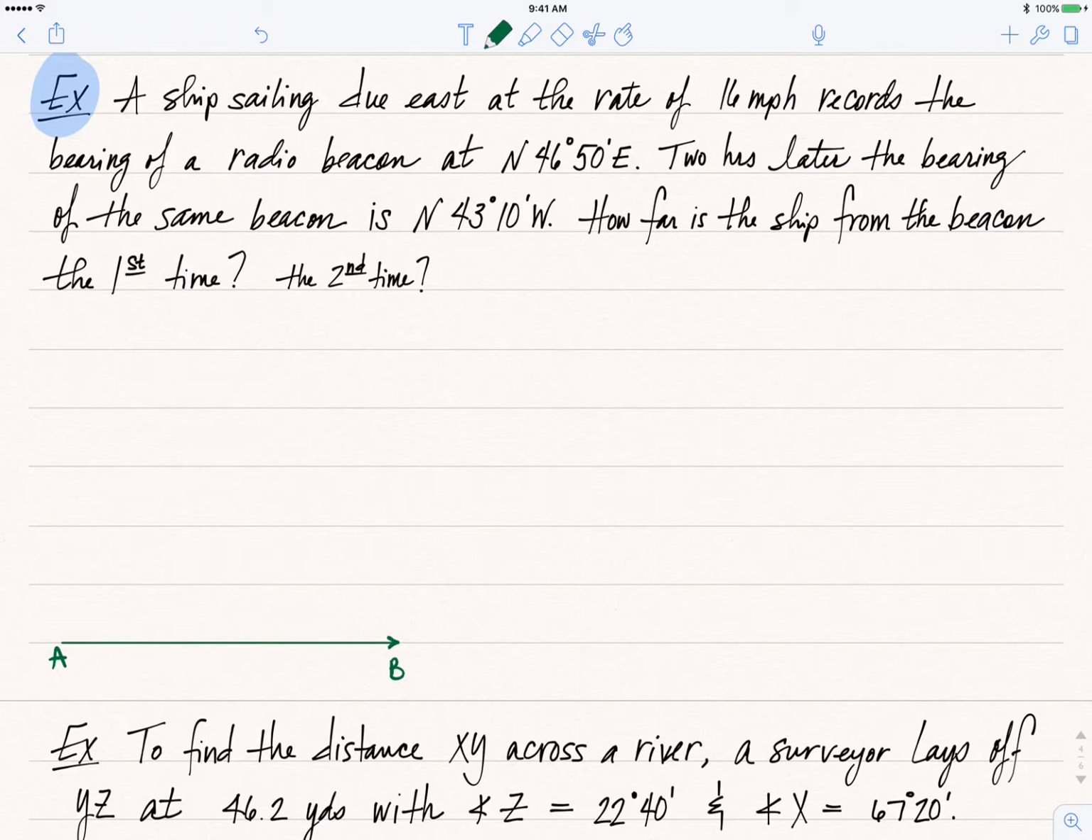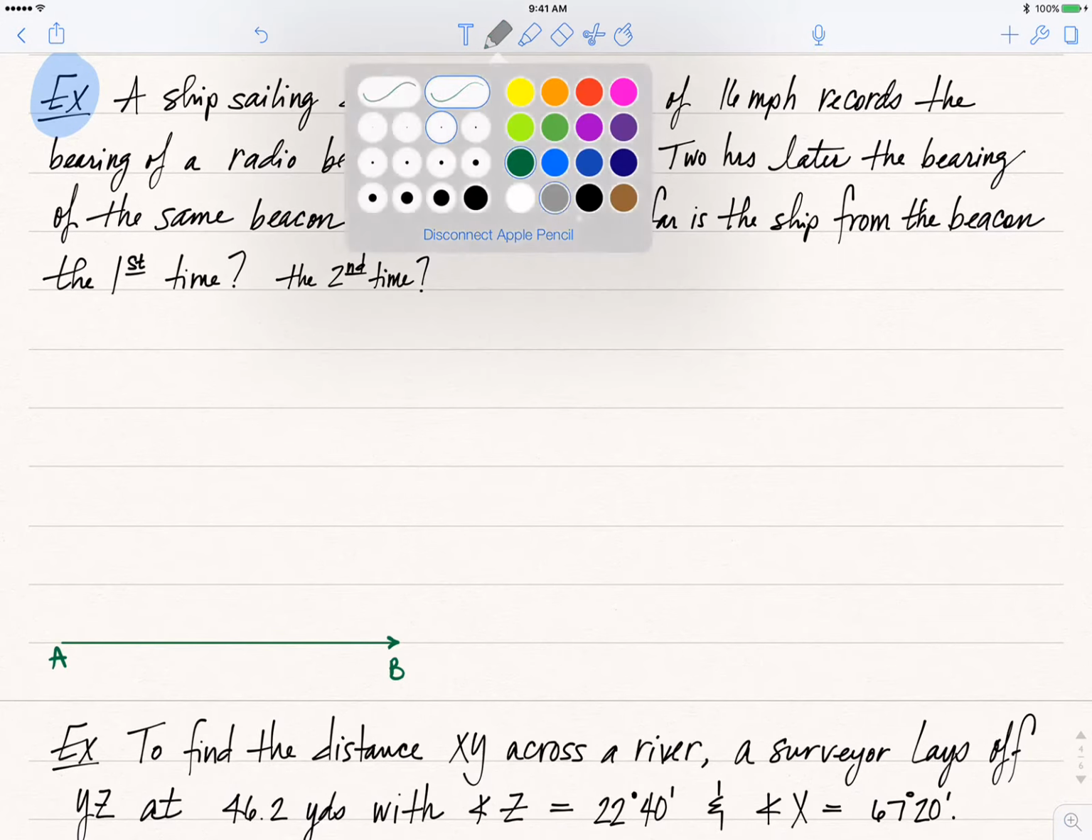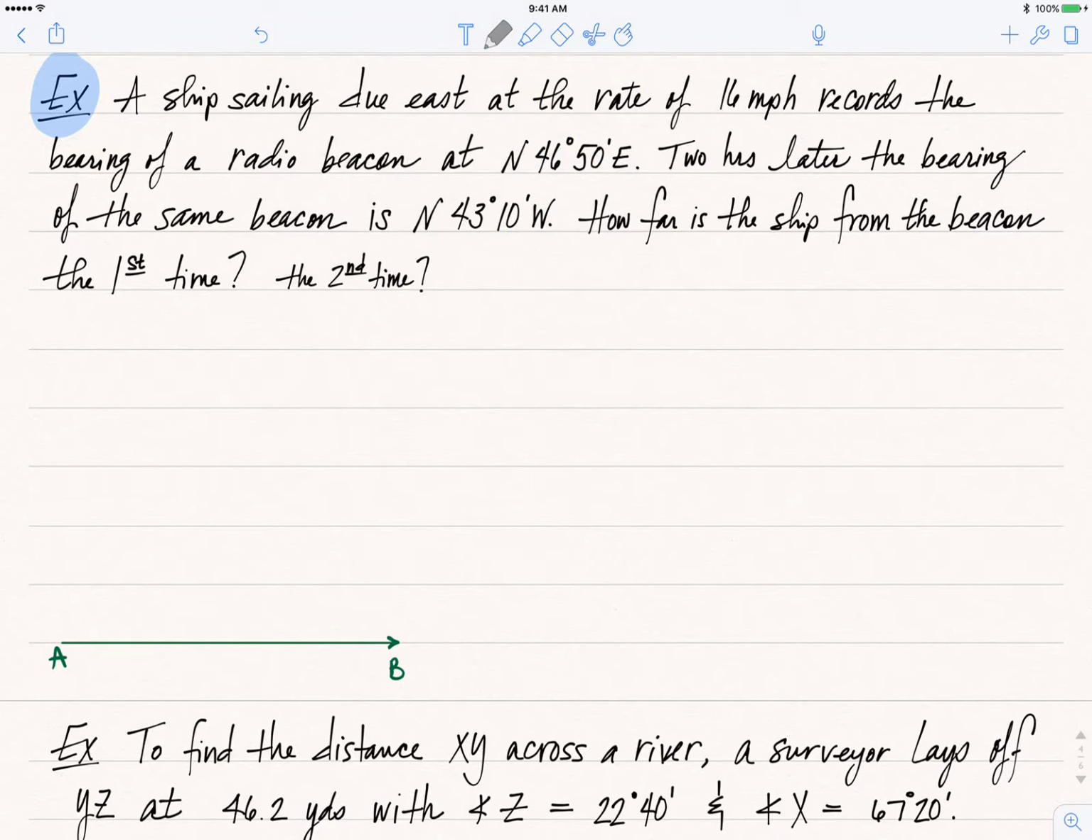The first time he sees the beacon, I'm going to change back into gray for this, he sees that beacon northeast. So again, here's your north line, but that beacon is not straight north from where he's looking. That beacon is northeast, so it's a bit right of that. So let's draw something here. That would indicate northeast. And the angle of that particular view is 46 degrees, 50 minutes.